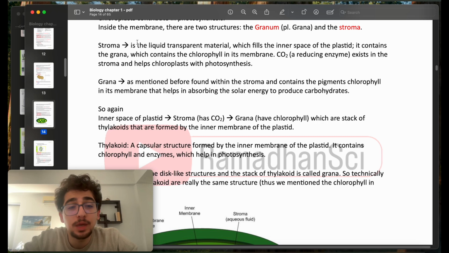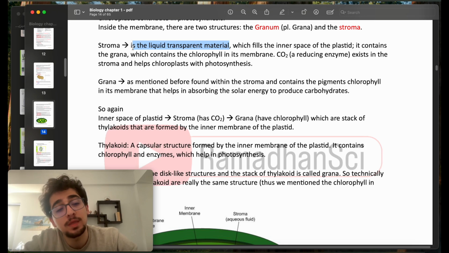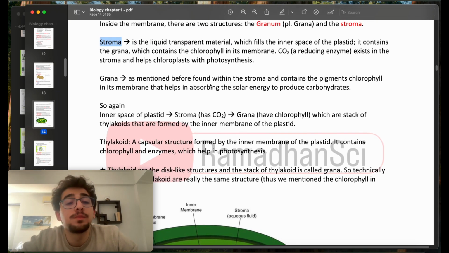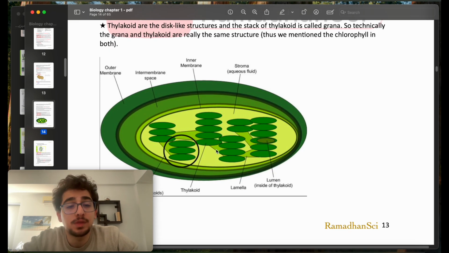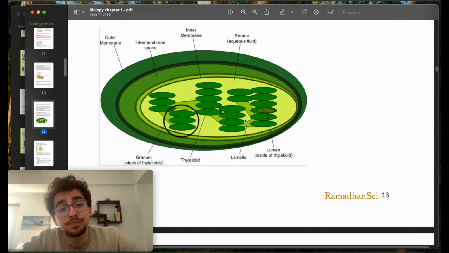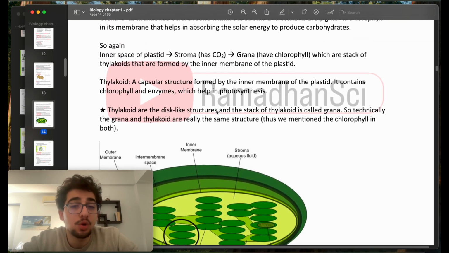The stroma again is the liquid transparent material. You can have a question telling you to give an example for the liquid transparent material that is to the inside of the inner membrane of the chloroplast, and the answer is stroma. The stroma contains the grana, as you can see here. All of this is the stroma, and it resembles the cytoplasm. To the inside of the stroma, it contains the grana, or the thylakoid discs.